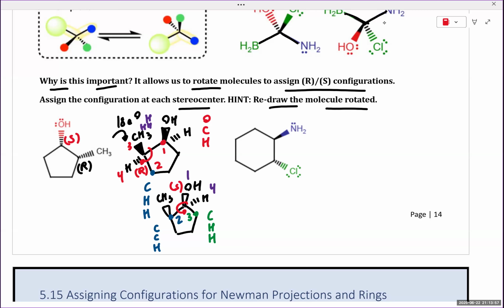The reason why it's important to be very familiar with horizontal and vertical rotation of your molecules is that it allows you to redraw molecules very quickly to assign configurations. So I'd like you to take a moment now, pause the video, and work on assigning the configuration for this next molecule at each of its stereocenters.